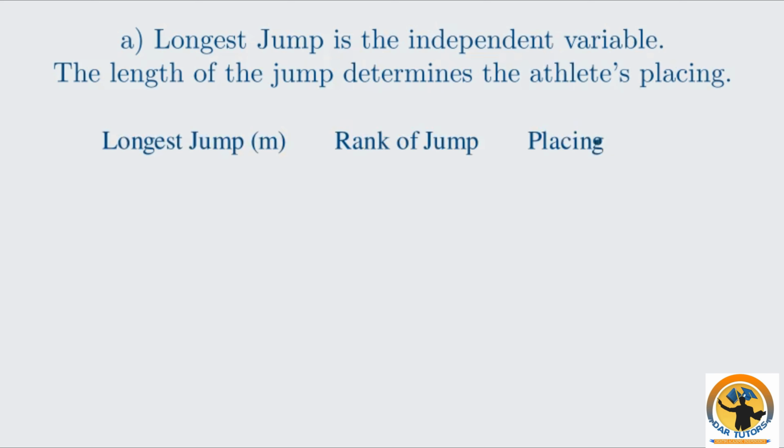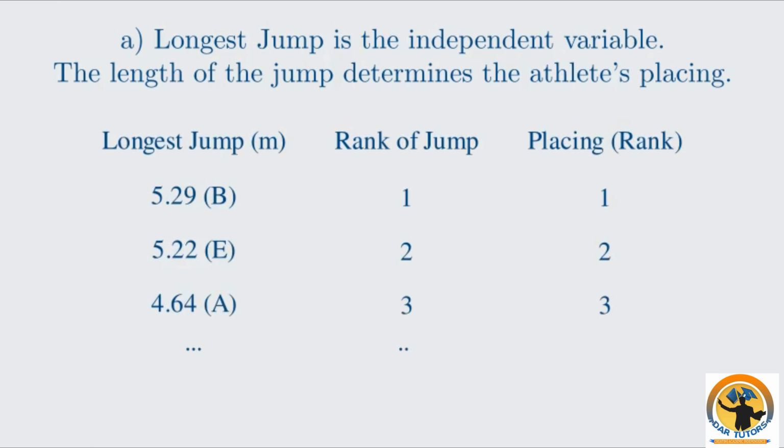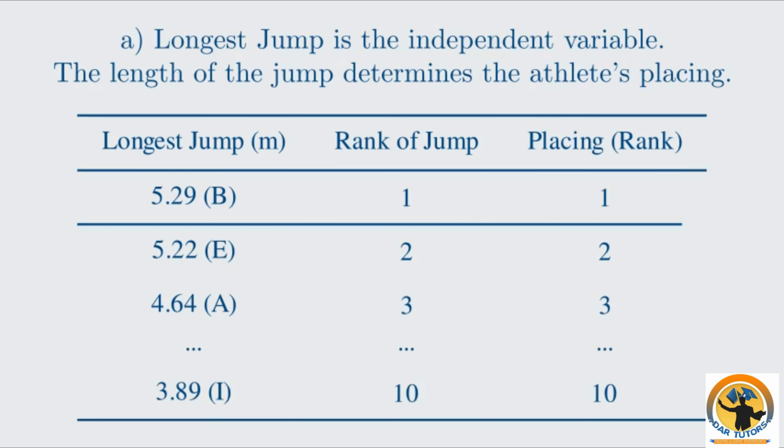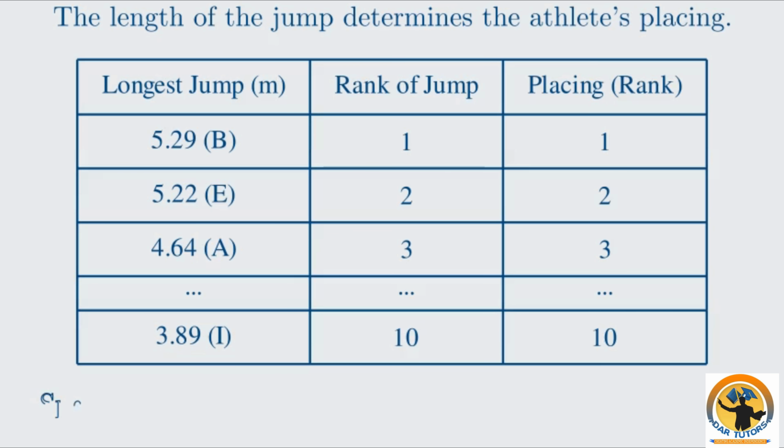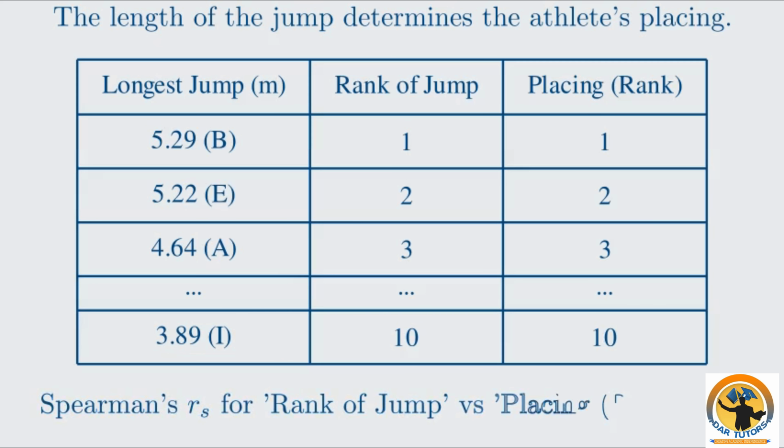Athlete E had the next longest at 5.22 meters, so they are ranked second. Athlete I had the shortest jump of 3.89 meters, so they are ranked 10th. The ranking for placing is simply the reverse of the ranking for jump length. If we were to calculate the Spearman's rank correlation coefficient between the rank of jump and placing rank, we would find it to be exactly 1.